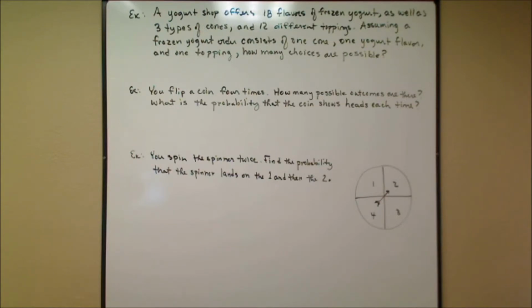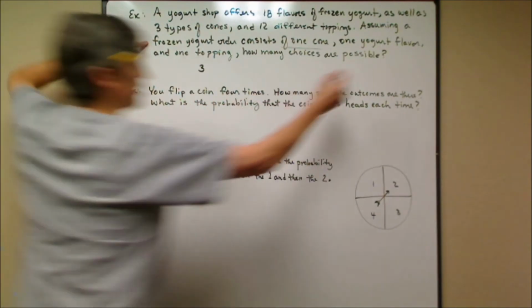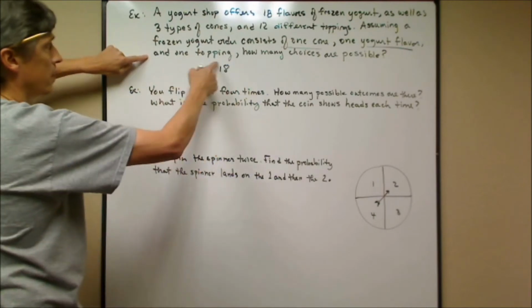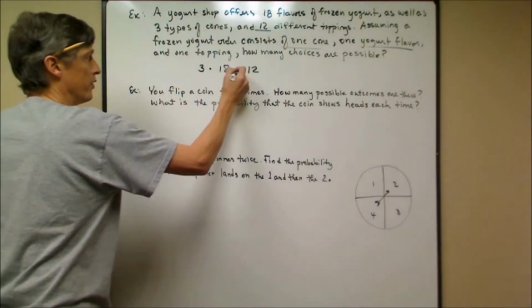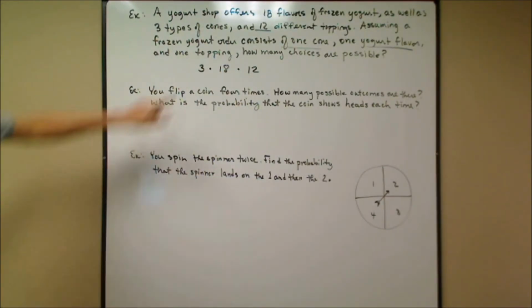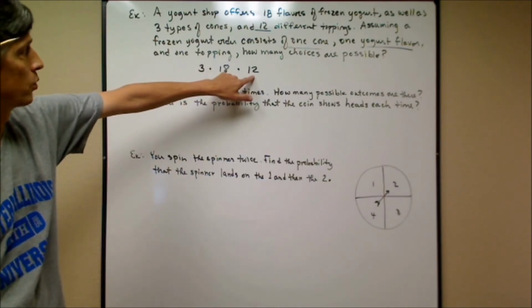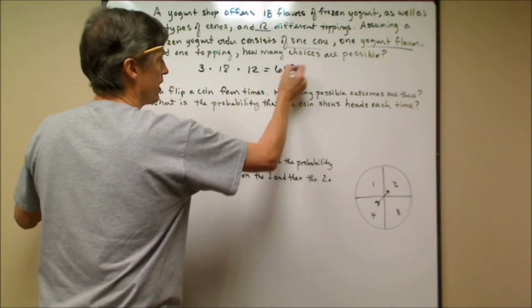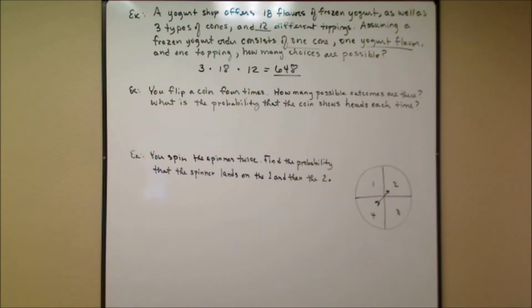So we have first a cone. There are 3 different kinds of cones. Then yogurt flavor. There are 18 flavors of yogurt. And then toppings. There are 12 types of toppings. We're going to multiply these 3 numbers together. The number of choices of cones times the number of choices of flavors of the yogurt times the number of choices of the toppings. And we get, if I'm not mistaken, 648 different possible frozen yogurt orders. So you can see why you wouldn't want to use a tree diagram there.